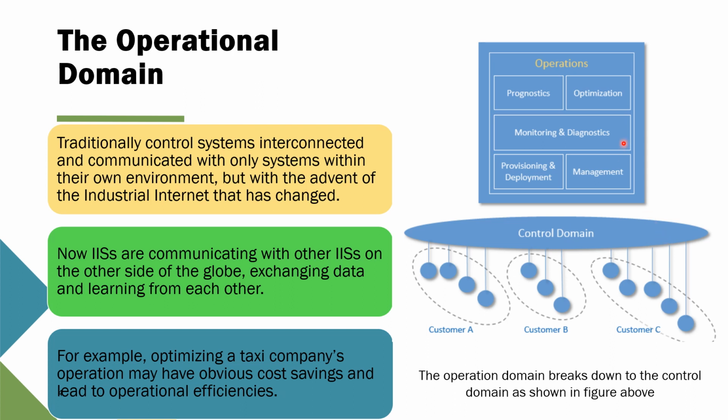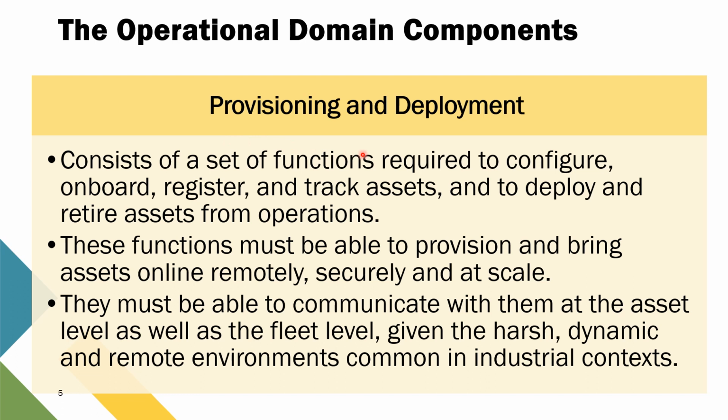Under the operational domain, there are several elements or functions that we have to know. They are provisioning and deployment, management, monitoring and prognostics, and also optimization. Let us see all of these functions. The first one is provisioning and deployment. It consists of a set of functions required to configure, onboard, register and track assets, and to deploy and retire assets from operation.